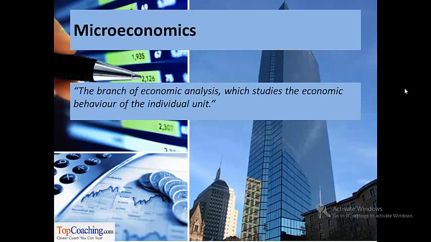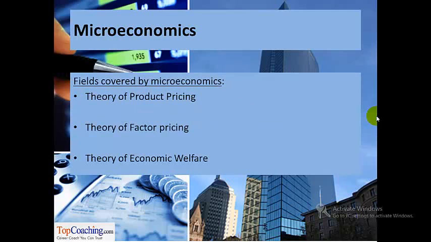Now, as per the classification, the second type in which economics can be classified is microeconomics. Microeconomics may be defined as that branch of economic analysis which studies the economic behavior of the individual unit, maybe a person, a particular household, or a particular firm. It is a study of one particular unit rather than all the units combined together. In microeconomics, we study the various units of the economy, how they function, and how they reach the equilibrium.